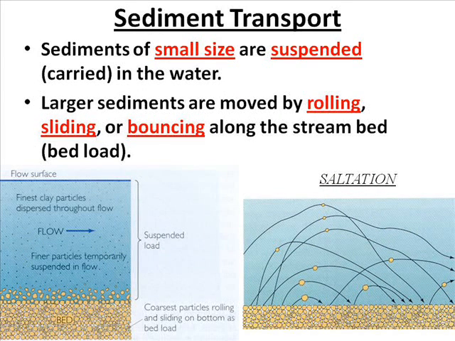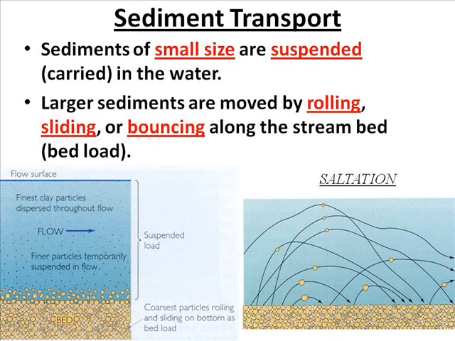Sediments that are not dissolved in the river or carried along its surface are said to be in suspension. Sediments of small size, such as clay, are suspended very easily. They are small enough that the moving water keeps them afloat. Larger sediments are moved by rolling and sliding or bouncing along the stream bed. We call this the bed load.